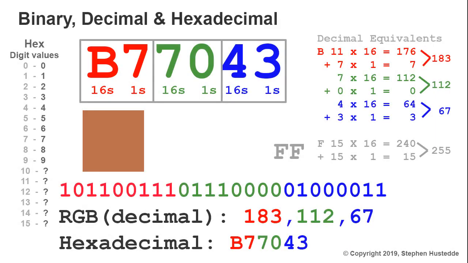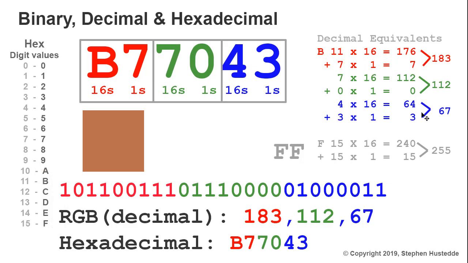Now let's go back and look at that hexadecimal value for our brown color. It was B77043. So the B7 is the red. This is a base 16 system. The 7 represents the number of ones. The B represents the number of 16s. It's a base 16 system. We're going to have values between 0 and 15. Well, how do we represent 10, 11, 12, 13, and 14? And what we do is we use the letters A, B, C, D, E, and F. So a B then is 11.